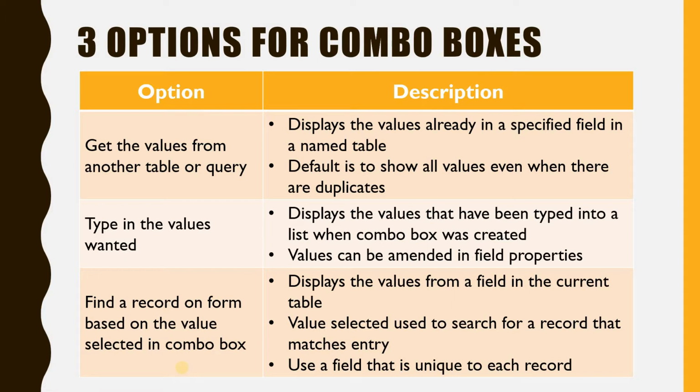A combo box can be used to find a value from the current table and use that to retrieve the appropriate record. When creating these combo boxes, it is better to include the primary key as the field in the combo box, as this is a unique field in the table, and each value will successfully locate a single record.